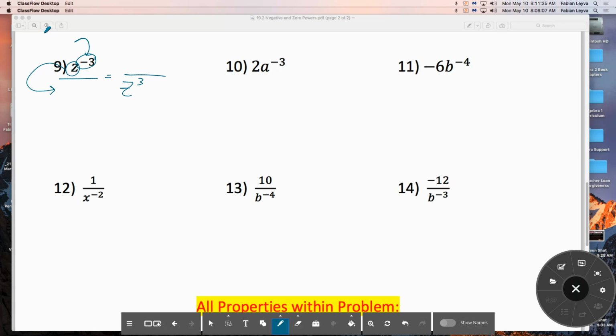Now that's cool and all, but notice I don't have a numerator. Now what do I put when there's no numerator? 1. A 1. Yeah, that's absolutely right. So z to the negative 3 is the same thing as 1 over z to the 3.